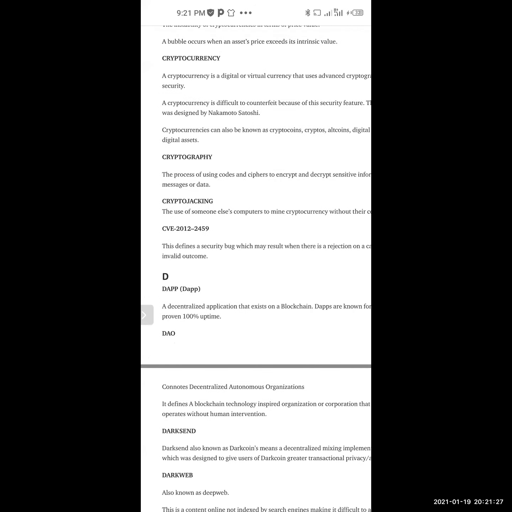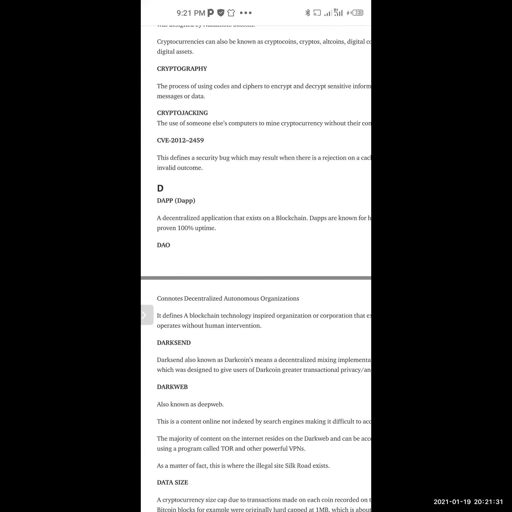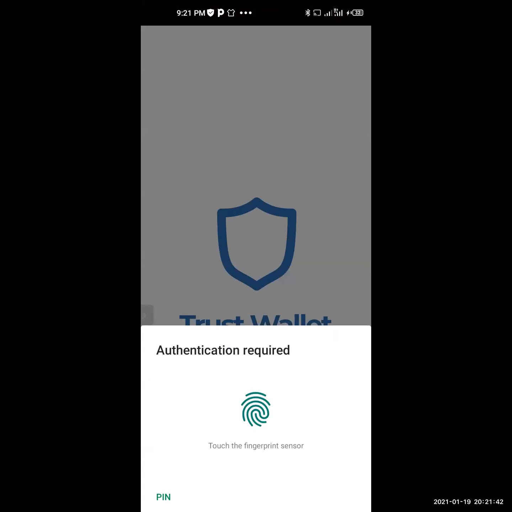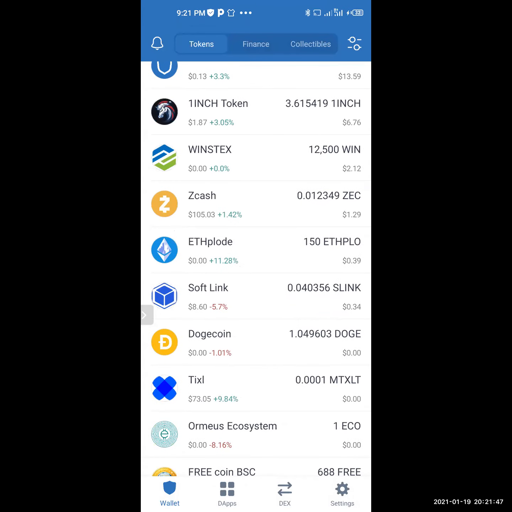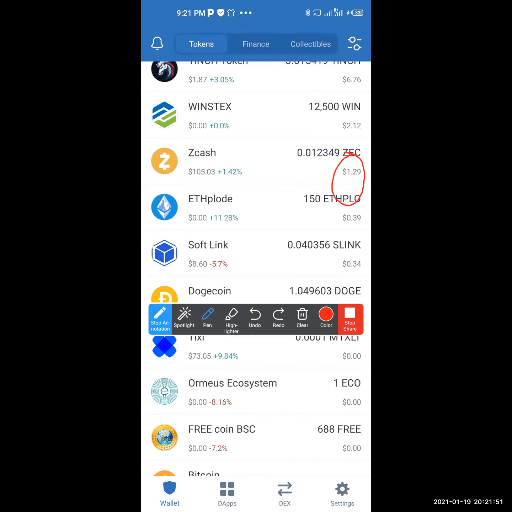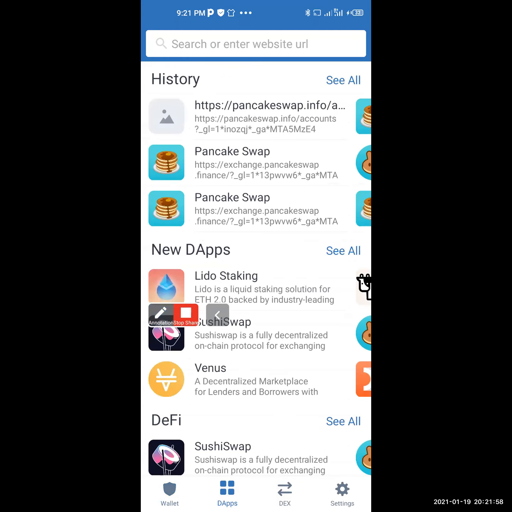Now, what we'll call the app. The app means a decentralized application. On your Trust Wallet, for example, they have the app session. This is the app session. In the app session, you can access decentralized applications.